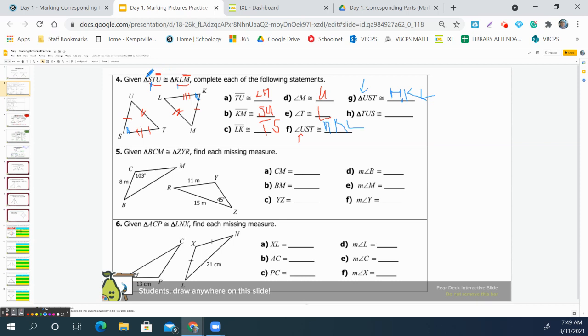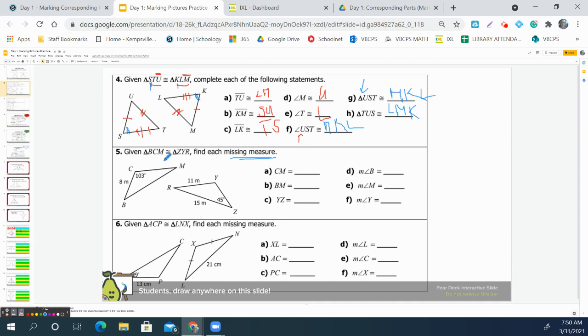Middle, last, first. So LMK: middle, last, first. Guys, the order matters here. It's going to make you absolutely insane when you go to do your IXL, because the order matters. Okay? We can do the same thing with measures.